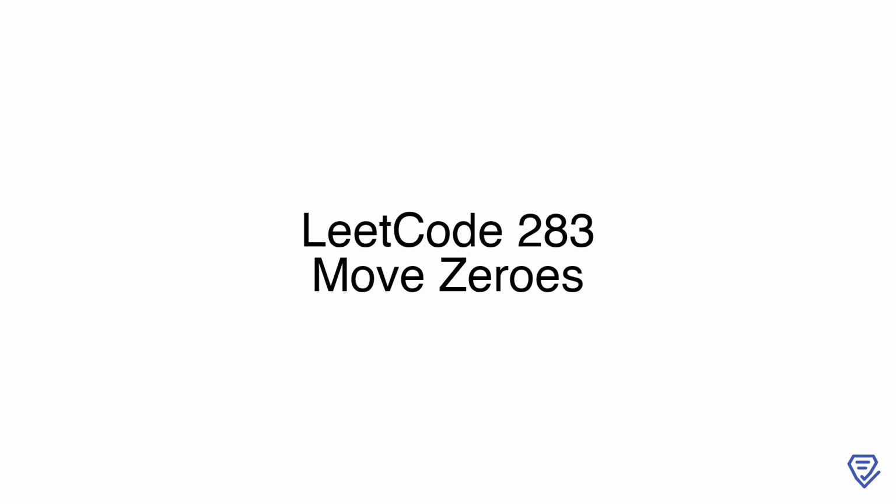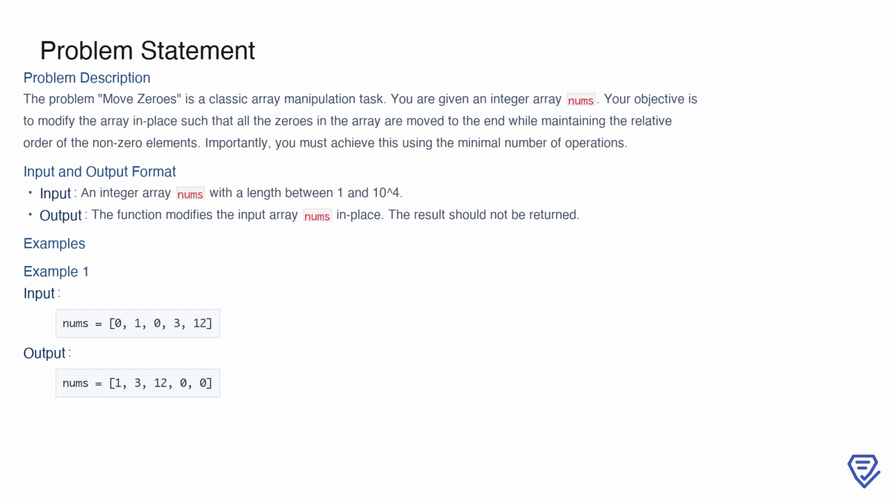Let's dive in. In this problem, we're working with an array manipulation task called Move Zeros. The goal is to take an integer array, nums, and modify it in place so that all the zeros in the array are shifted to the end, while still maintaining the relative order of the non-zero elements. A key point here is that the modification must be done in place, meaning you cannot use additional memory to create a copy of the array. Additionally, the solution should aim to use the minimum number of operations.